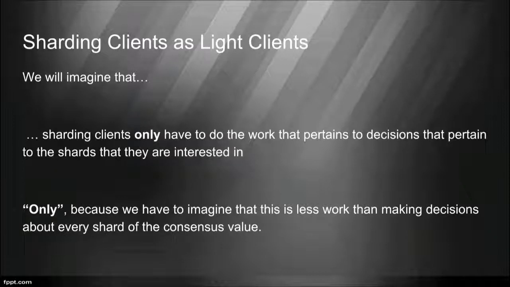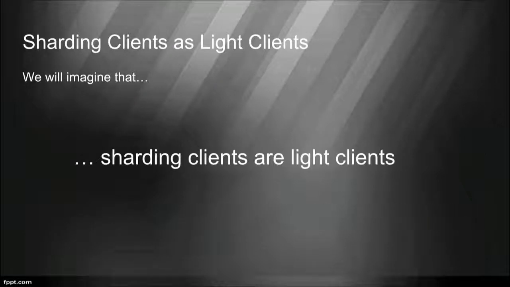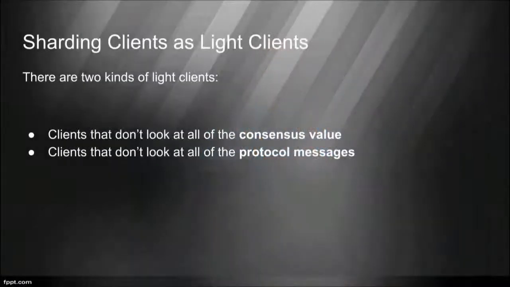We need to imagine that nodes working on one shard don't need to hear everything about every other shard. Otherwise, we're not going to have any scalability. So we're going to imagine that sharding clients are light clients. And it's going to turn out that this is a perfectly appropriate decision. There are two kinds of light clients. There are light clients that don't look at all of the consensus value, and there are light clients that don't look at all protocol messages. This is a super interesting thing, so let me go into it.